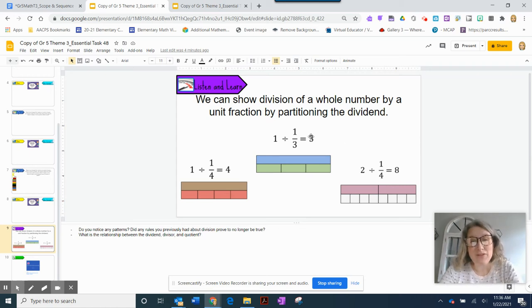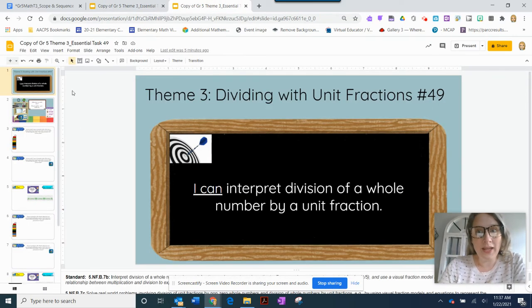Once again, this is that first time 1 divided by 1/3 equals 3, that 3 is greater than our original number that we started with, which students aren't necessarily used to yet. And then thinking about that dividend, divisor, quotient, same relationship of division that we saw with whole numbers. This might take a little time to get your students' heads wrapped around this, so it's okay if this takes a couple days.